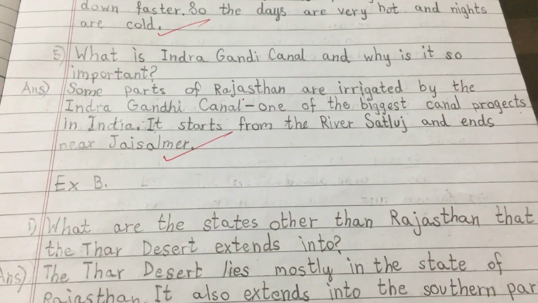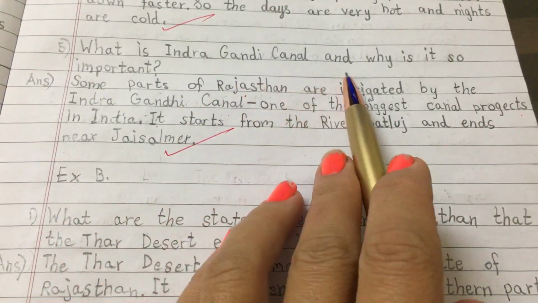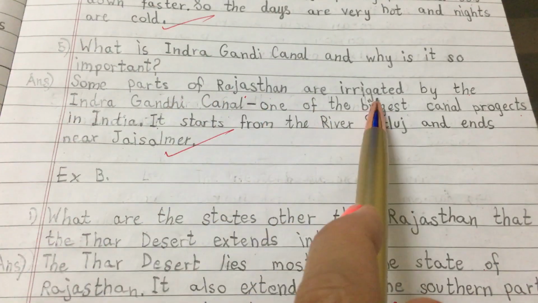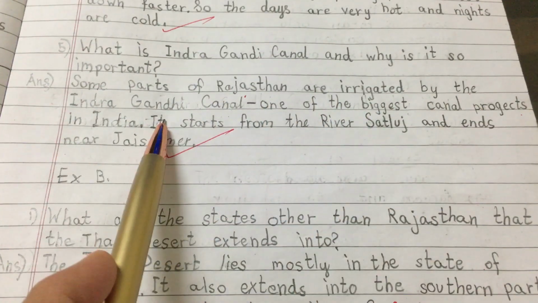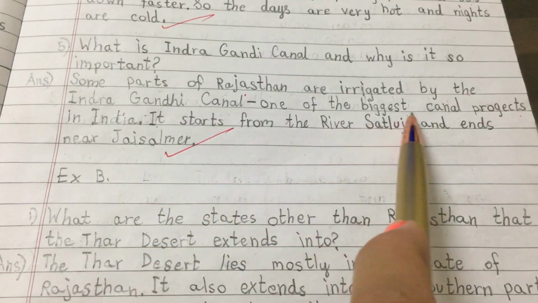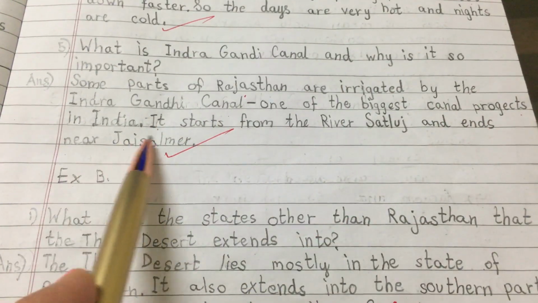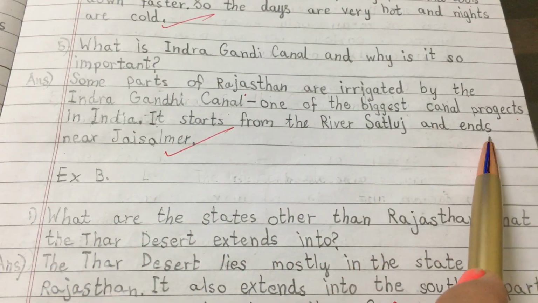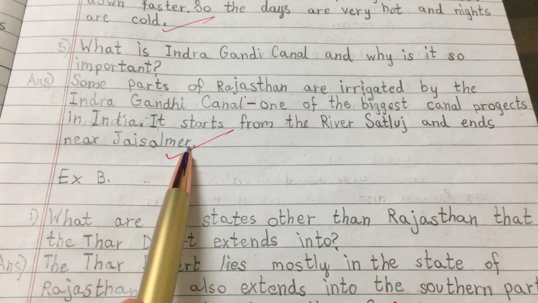Question number 5. What is the Indira Gandhi Canal and why is it so important? Some parts of Rajasthan are irrigated by the Indira Gandhi Canal, one of the biggest canal projects in India. It starts from the river Satluj and ends near Jaisalmer.